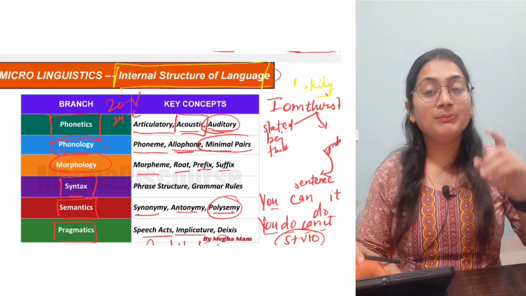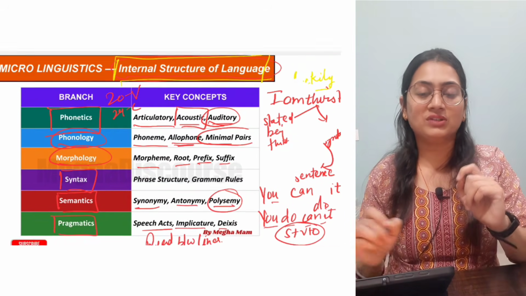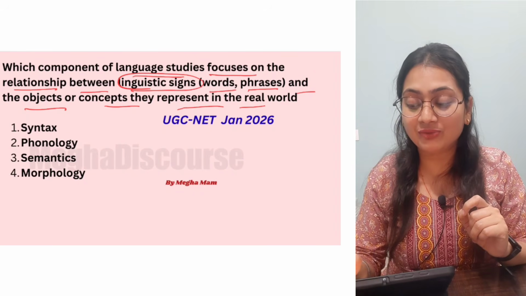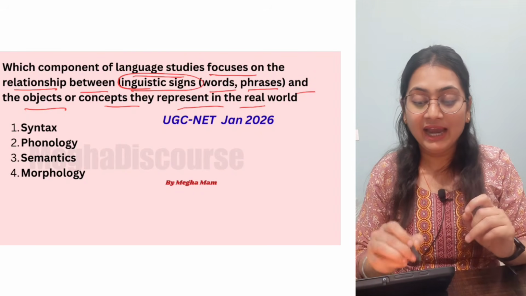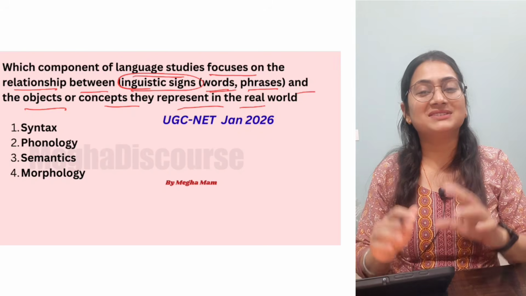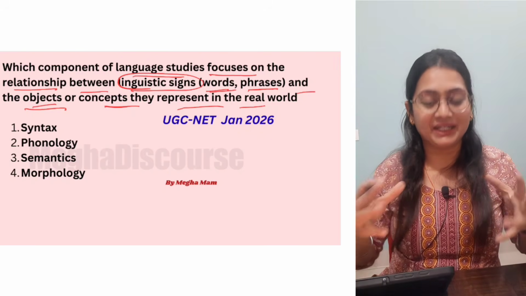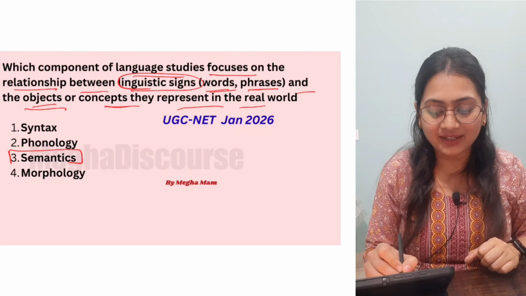Now, which component of language studies focuses on the relationship between linguistic signs, like we have words, then we make phrases, then we make subject and object, concepts they represent in the real world? So it means the study of meaning. So this is called semantics.